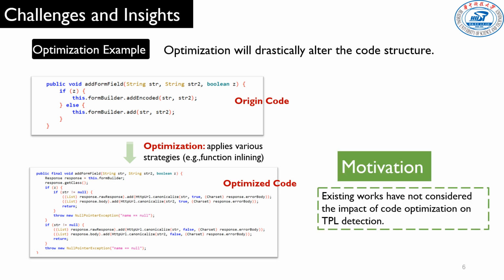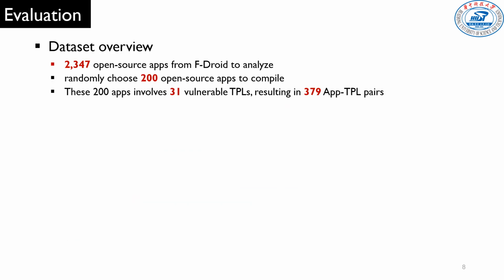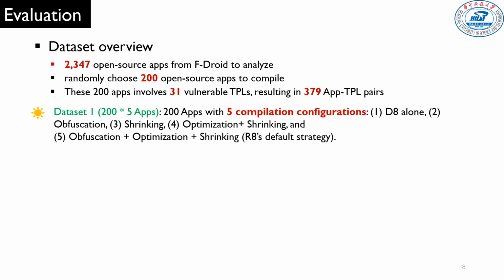However, existing research has overlooked that code optimization can impact library detection, motivating us to examine its effects on detection tool performance. To evaluate existing approaches, we assembled a dataset of 20,347 open source apps and randomly selected 200 of them for compiling. These apps contain 31 libraries with known vulnerabilities.